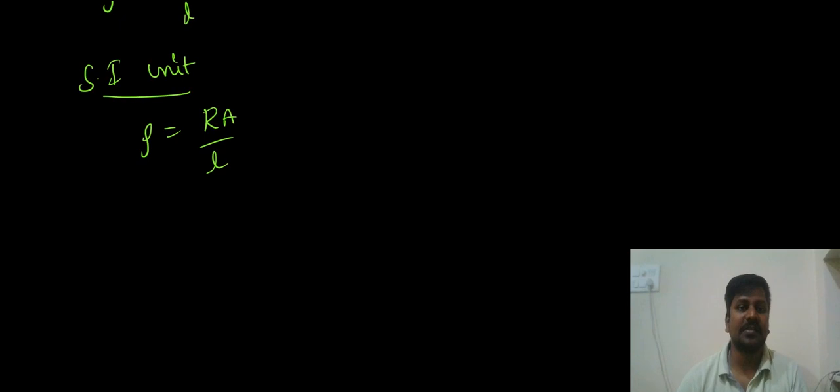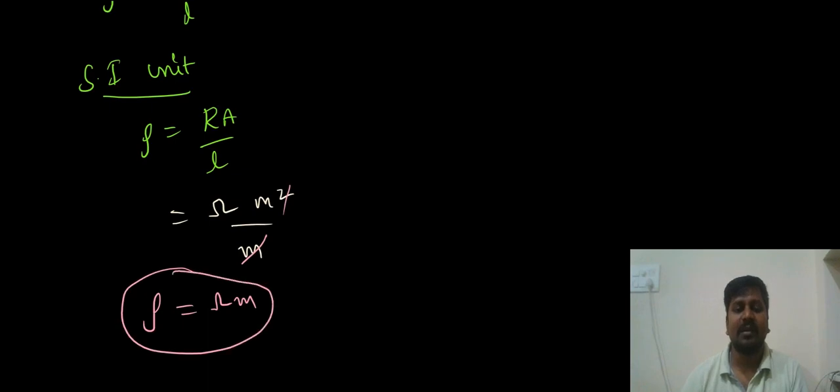So SI unit of resistivity equals ohm, times area, what is the SI unit of area? Meter square. What is the SI unit of length? Meter. So you can cancel meter, then you will get ohm meter. The SI unit of resistivity is ohm meter. This is about resistance and resistivity.